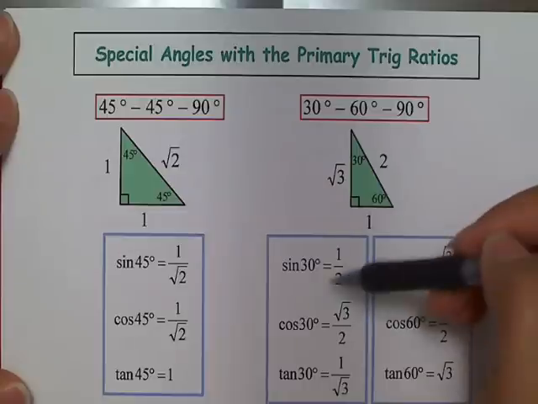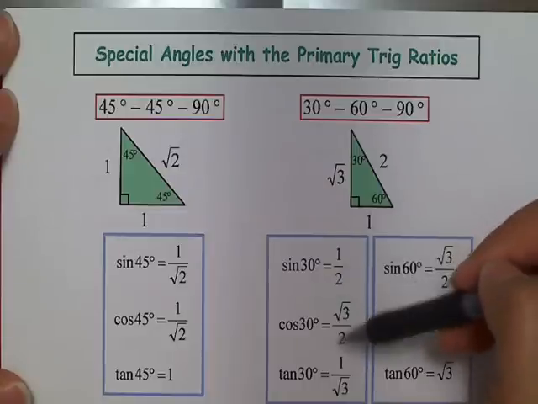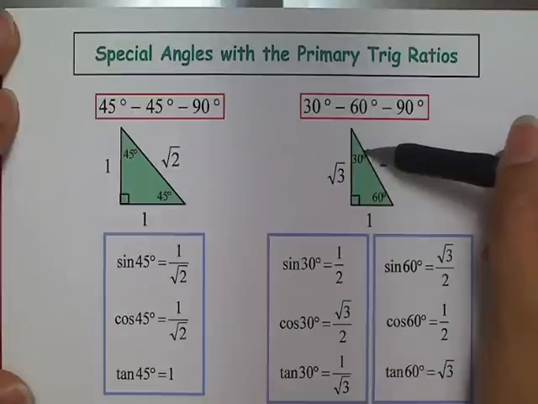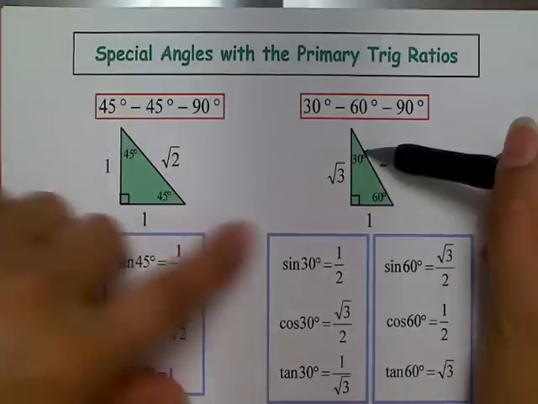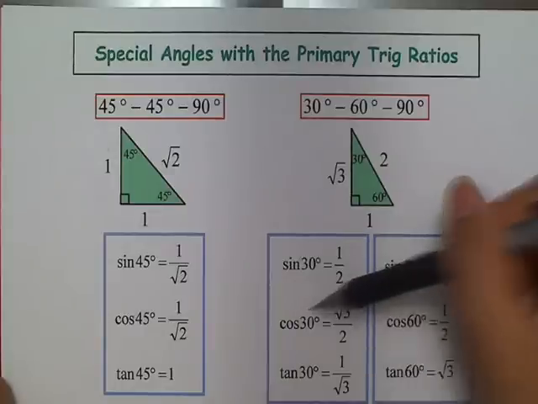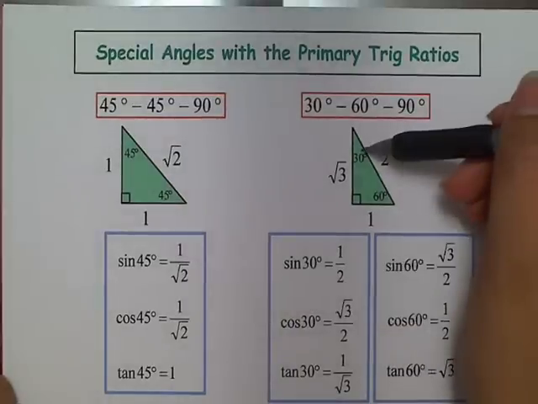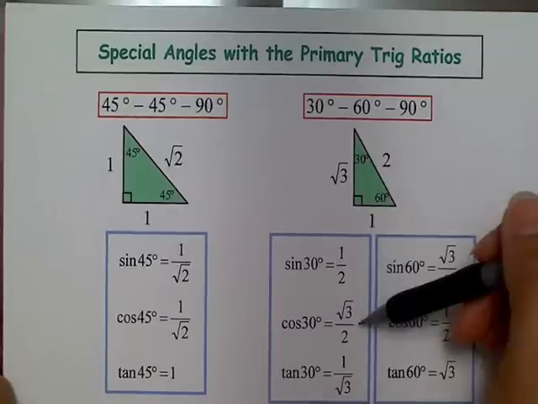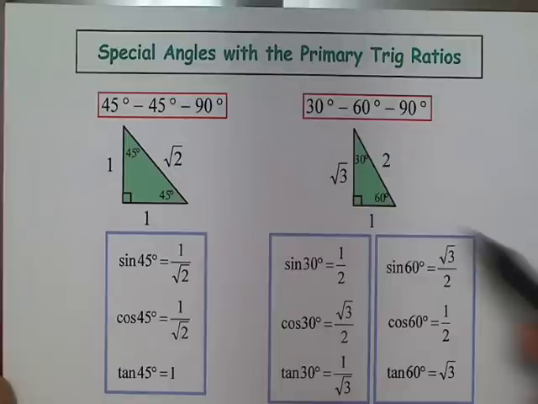Same idea here if I was looking at sine of 30 degrees or cosine of 30 degrees or tangent of 30 degrees. I would start by looking at the 30-degree angle and then looking at the ratio of the opposite, adjacent, and hypotenuse sides, depending on which ratio I'm referring to. So let's say I'm looking at the cosine of 30 degrees. I would find a 30-degree angle, find the adjacent side and the hypotenuse to get root 3 over 2 as the exact value of the cosine of 30 degrees.